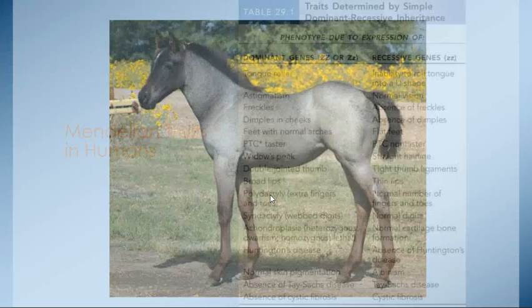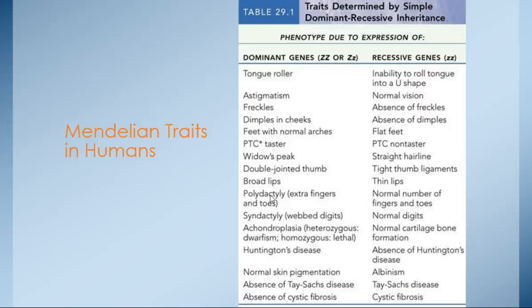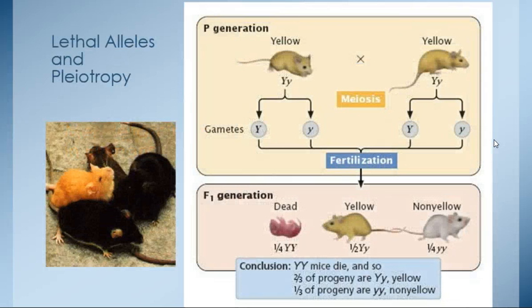Now, there are lots of traits that have other factors going into them, but we're not going to talk about any of those. So I put in here this little list of Mendelian traits that you can see if you have, right? And so the dominant genes are on this side and the recessive genes are on this side. So go and see if you can roll your tongue, if you have freckles, dimples, arches, widow's peak, double jointed thumb, whatever, okay?